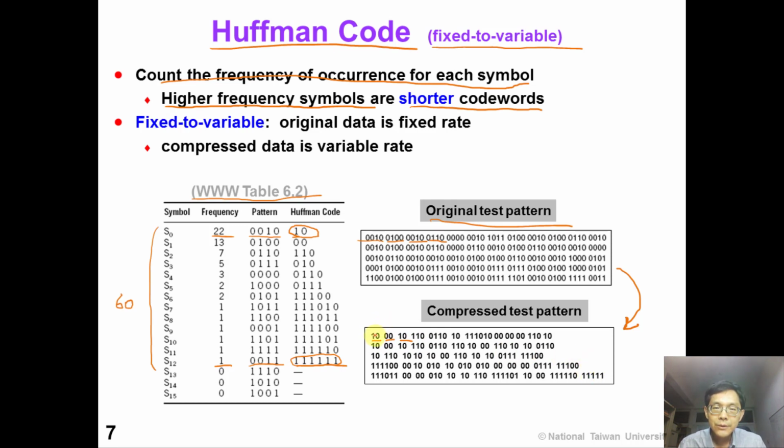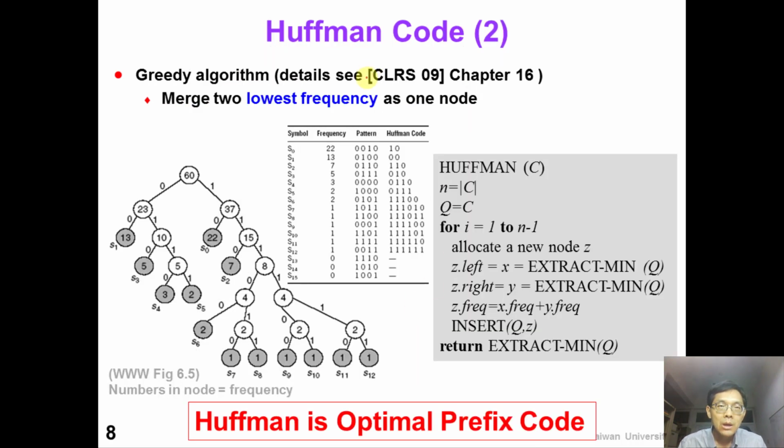We can see that in this figure, Huffman Code effectively compresses the original data. So how can we obtain the Huffman Code? We can use a greedy algorithm to construct a Huffman tree. The idea is that we can merge 2 lowest frequency symbols as one node. For example, S11 and S12 are the 2 lowest frequency symbols, so they are merged into one node.